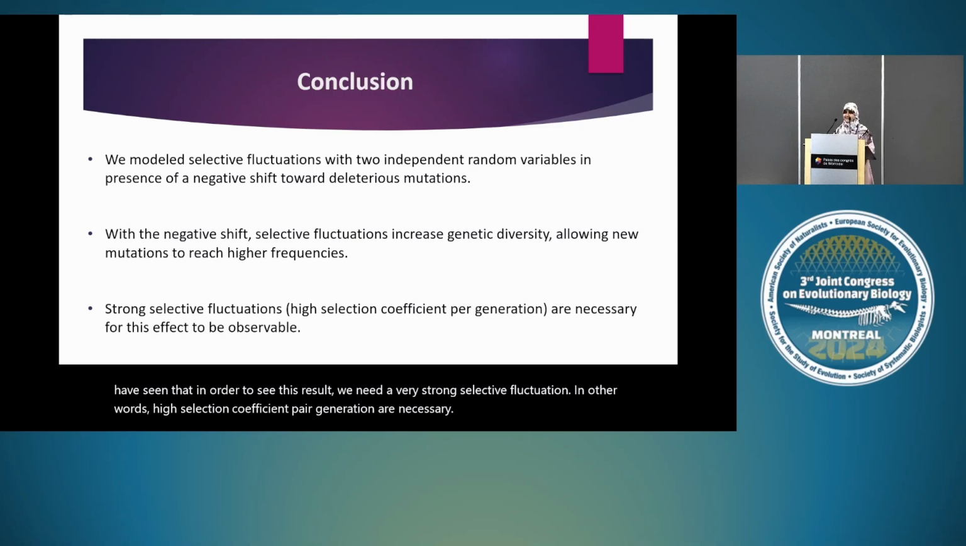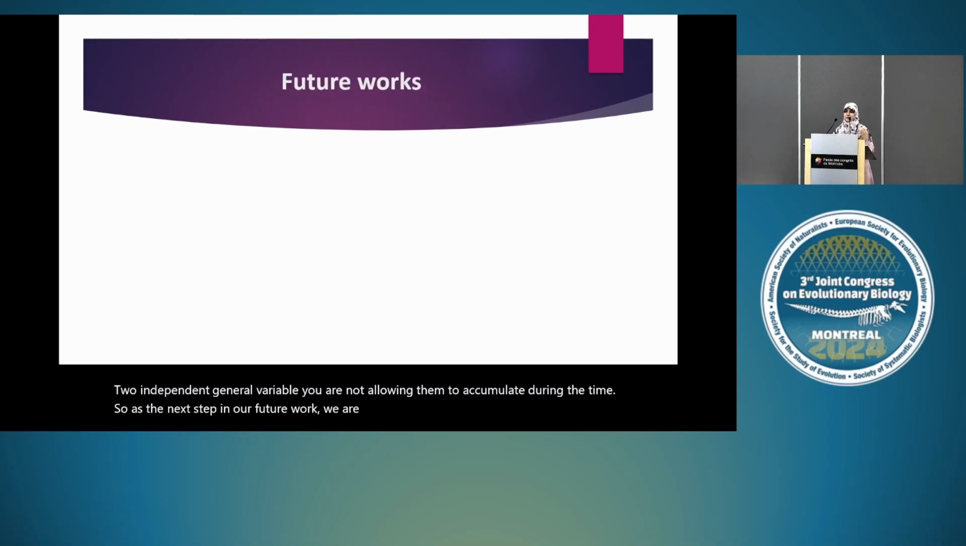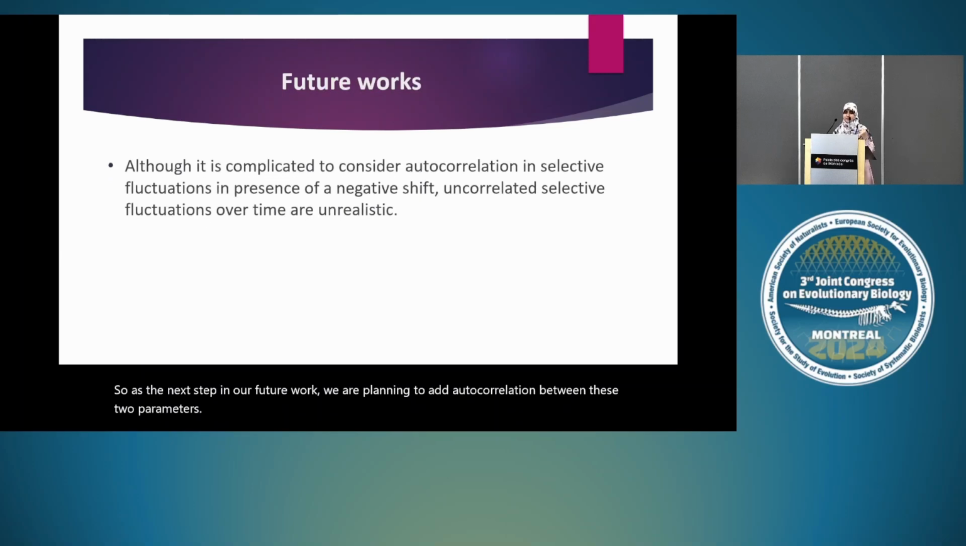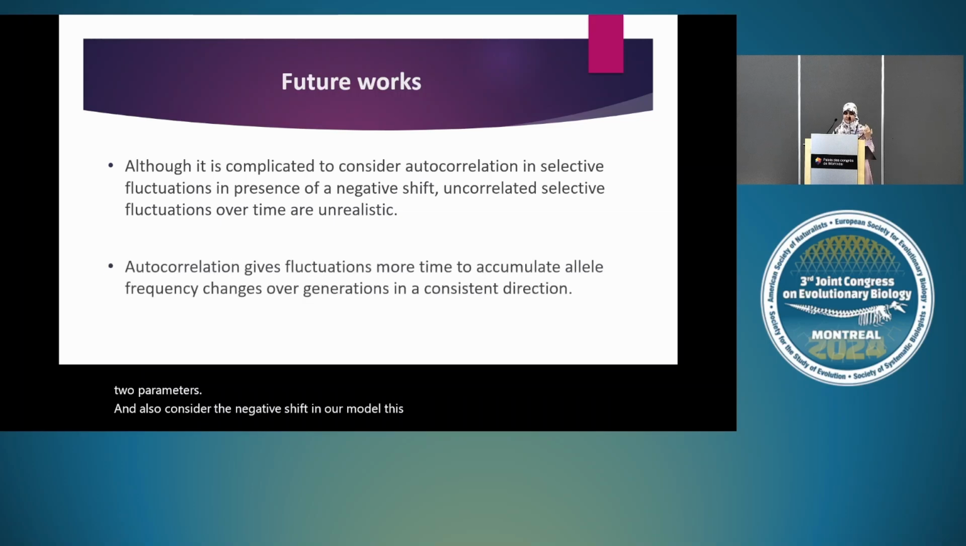Well, why is this necessary? Because as soon as you start thinking about two independent random variables, you are not allowing them to accumulate over time. So as the next step in our future work, we are planning to add autocorrelation between these two parameters and also consider the negative shift in our model. This will allow our fluctuation to have more time to accumulate, and frequency changes go up and over generations in a consistent direction.